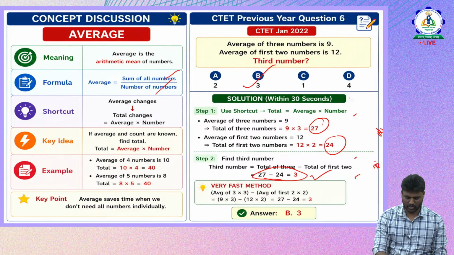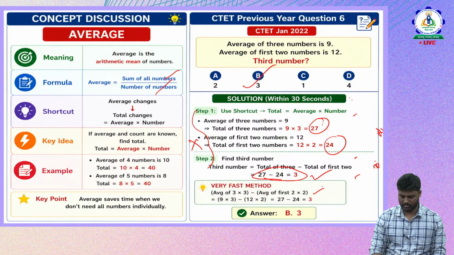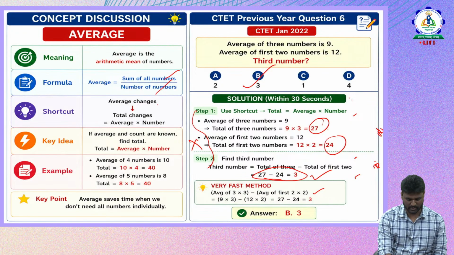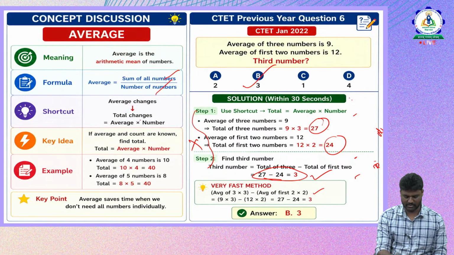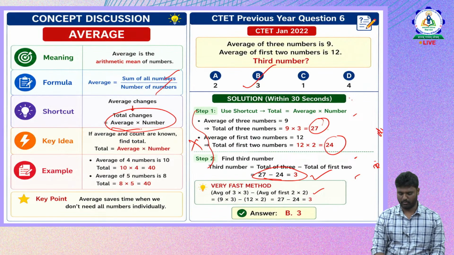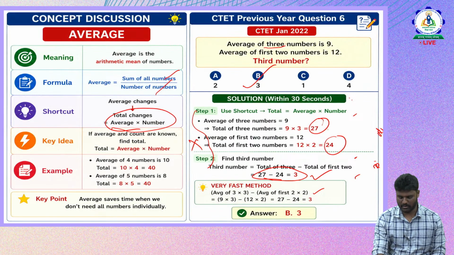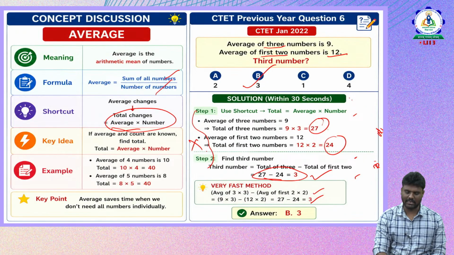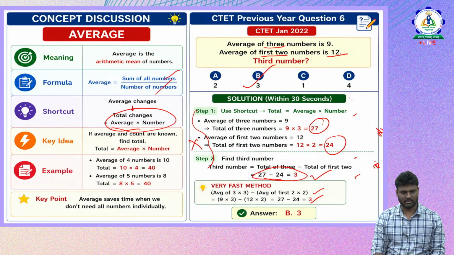You don't need to calculate this much. Directly we can apply this formula: whenever they ask about average, total changes equal average changes. When they ask you to identify the total, directly apply average into number. The average and the number are both given, so we directly get the total without calculating this much. This is the shortcut we can use in such cases: if average and count are known, then find the total.